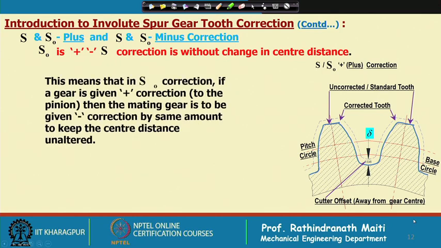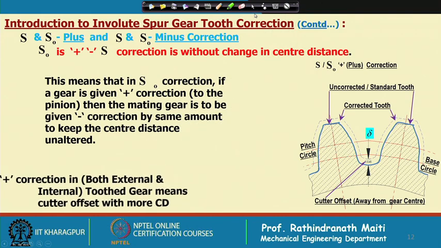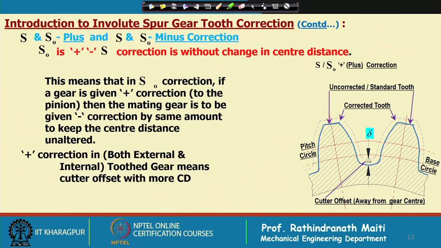As you see in this figure, a plus correction is given, and the original profile, which was this one, has now become like this after the correction, and then the cutter has been withdrawn by the amount delta. So plus correction, in both external tooth and gear, means cutter offset with more center distance, the center distance is increasing, and minus is the opposite.